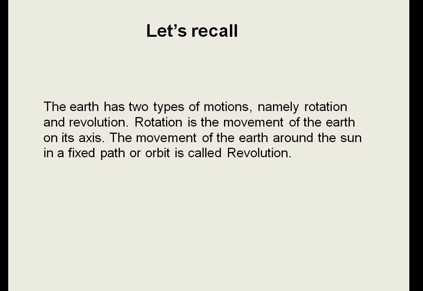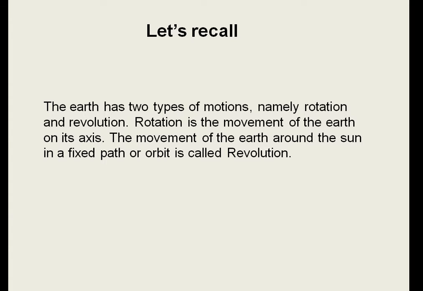The name of chapter number 3 is Motions of the Earth. In that we have two types of motions of the earth, namely rotation and revolution. Rotation is the movement of the earth on its axis. The movement of the earth around the sun in a fixed path, which is called an orbit, is called revolution. So what is rotation? What is revolution? It's clear here.